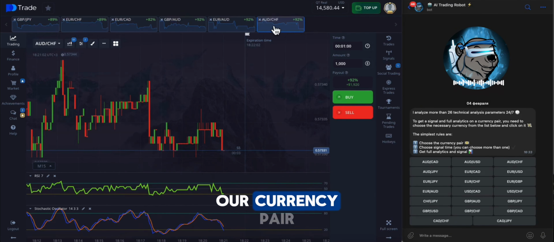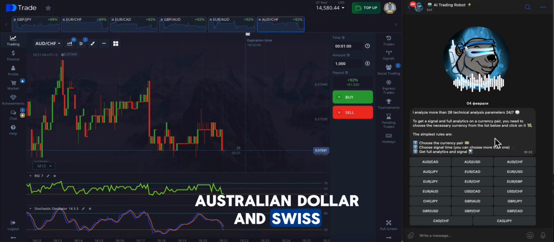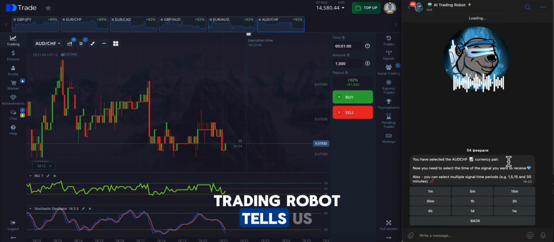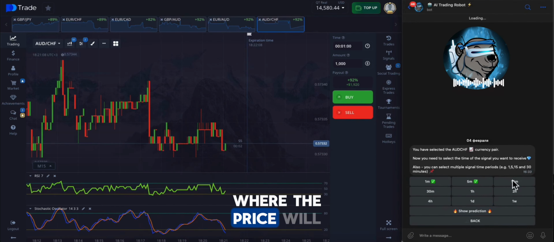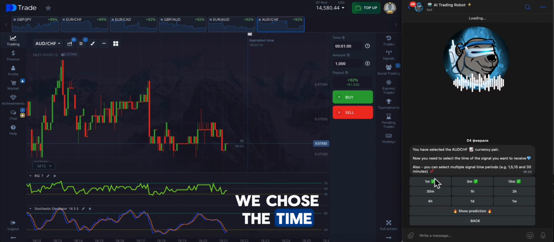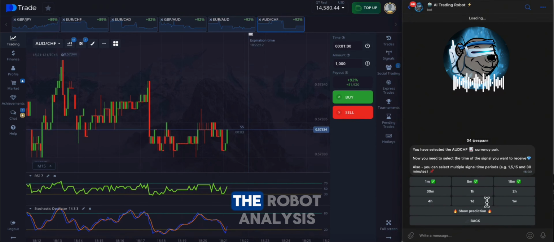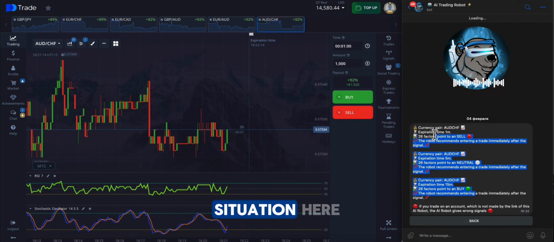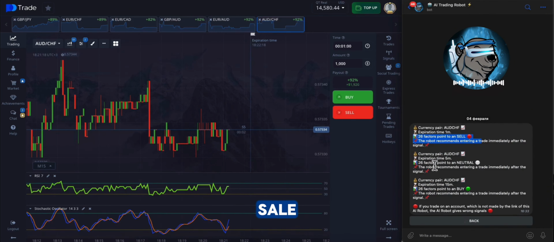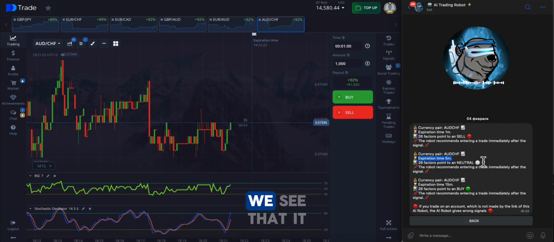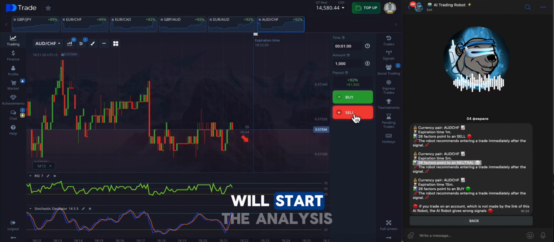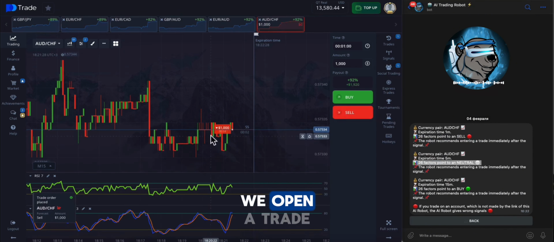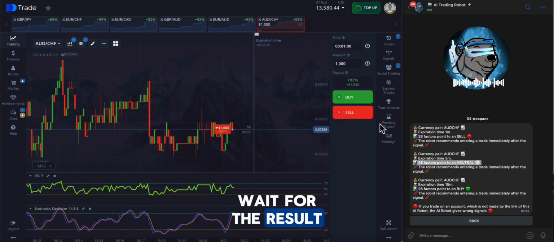Now let's return to our currency pair, Australian dollar and Swiss franc. Let's see what our trading robot tells us now, where the price will go. We chose a time frame of 5 minutes, 15 minutes. We start the robot analysis. We see that the situation here in principle does not change. It still shows that there will be a sale at the 5 minute expiration time. We see that it is neutral, which means it's better not to trade. But that's why we will start the analysis for a decline. We open a trade for a decline and wait for the result.